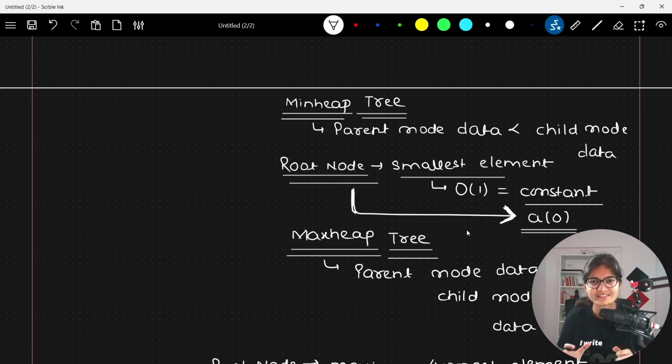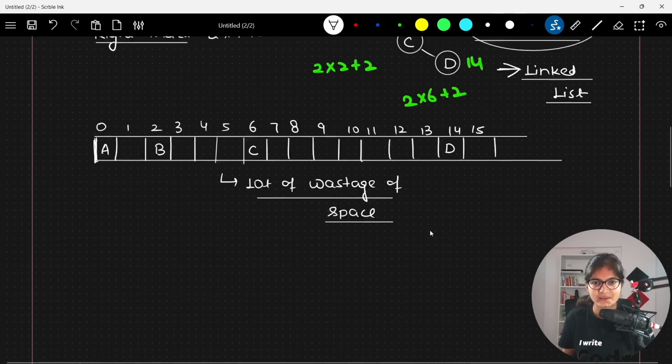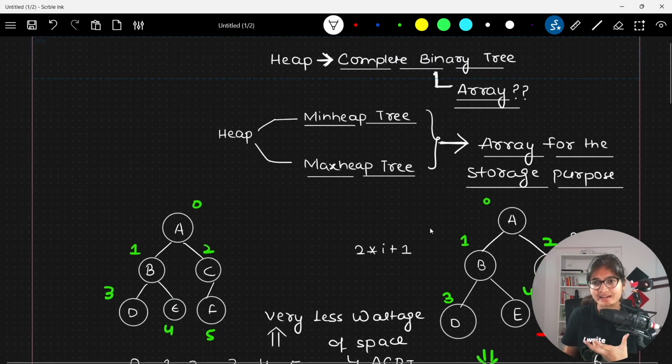Wait, we will discuss all those things in the upcoming sessions. I don't want to discuss everything in one go. So in this session, I just want to talk about what is the meaning of a Minheap tree, what is the meaning of a Maxheap tree, and which particular data structure we should use to store the nodes that we have, and why is that so.